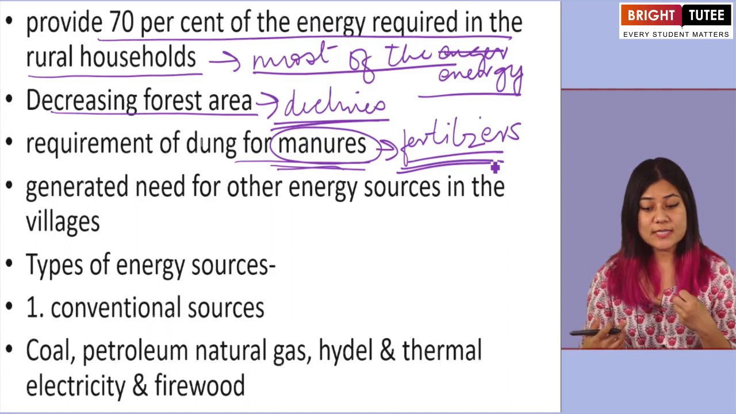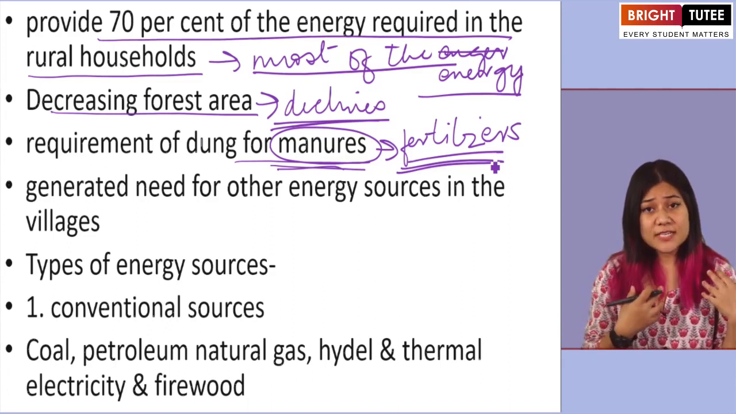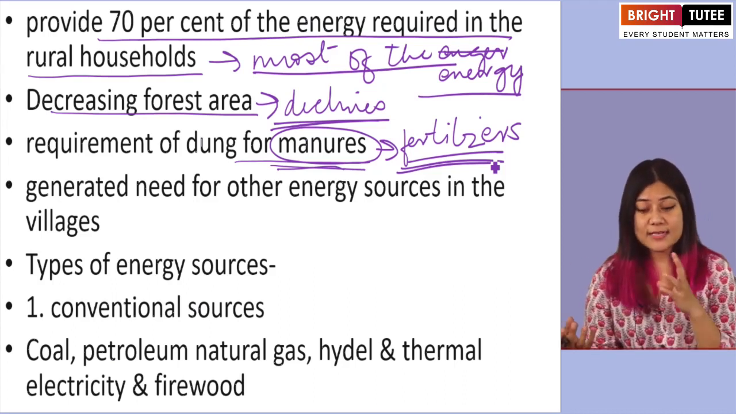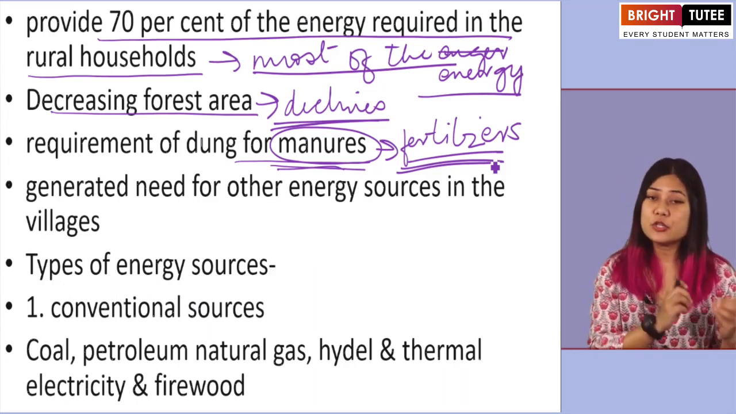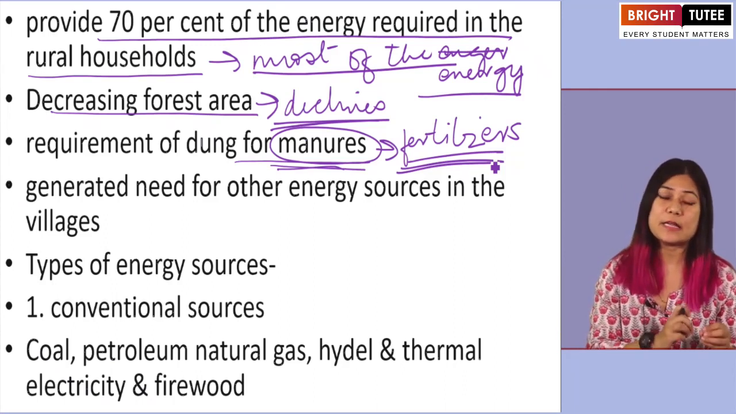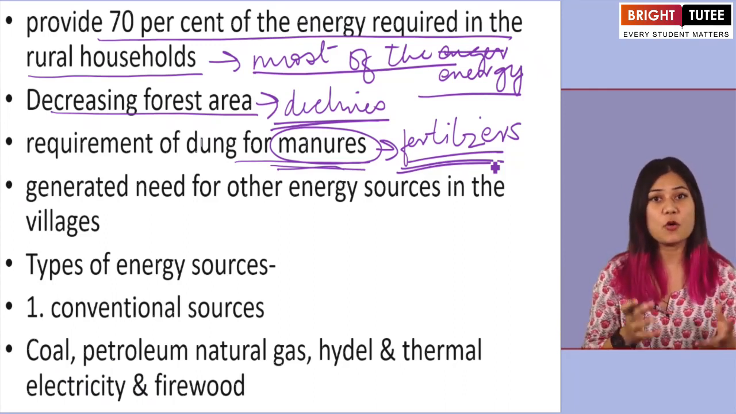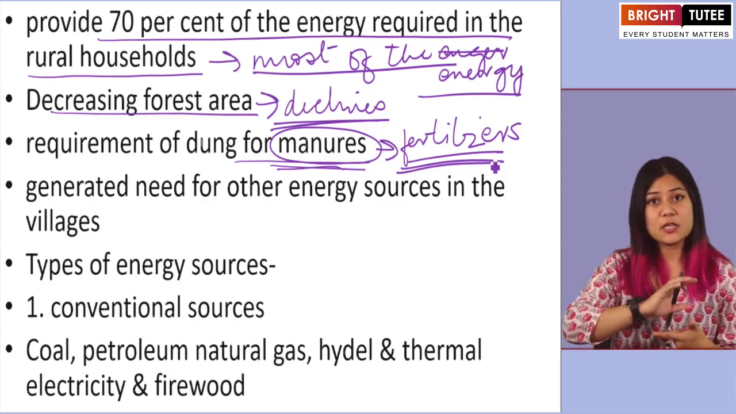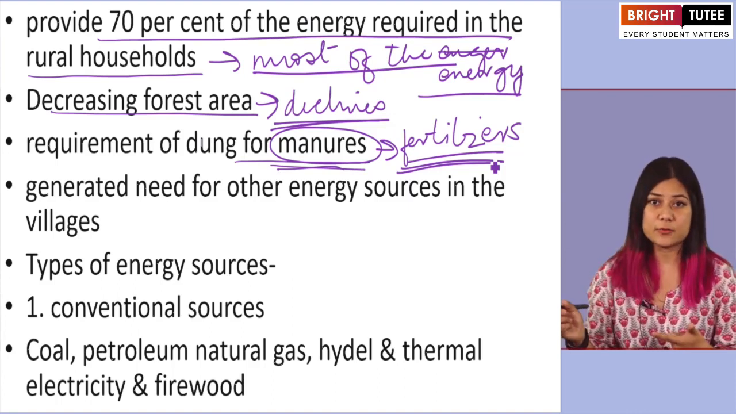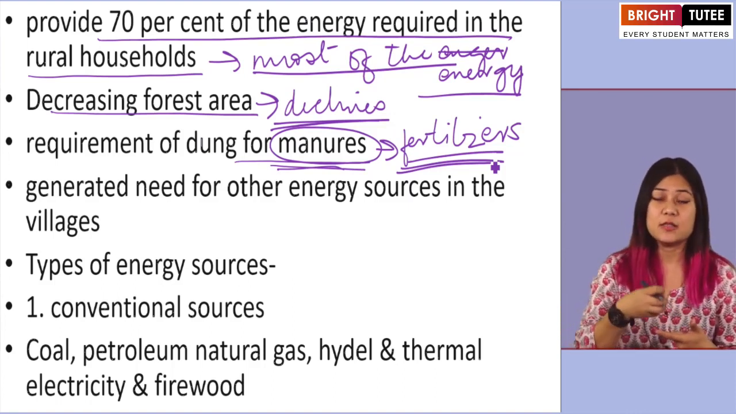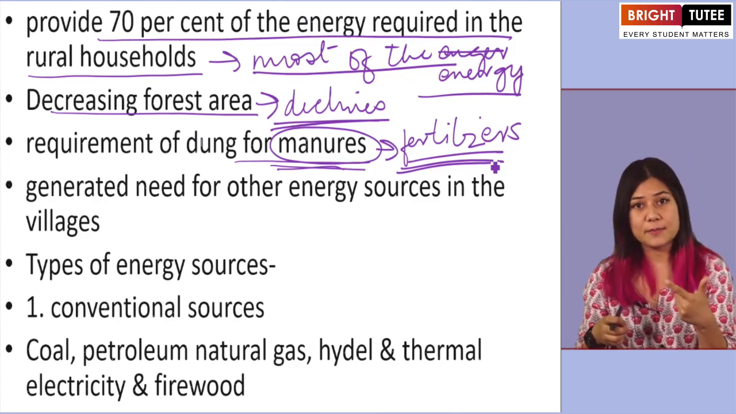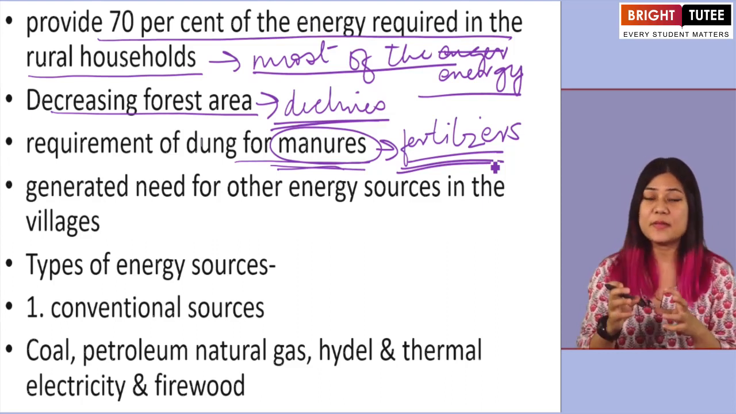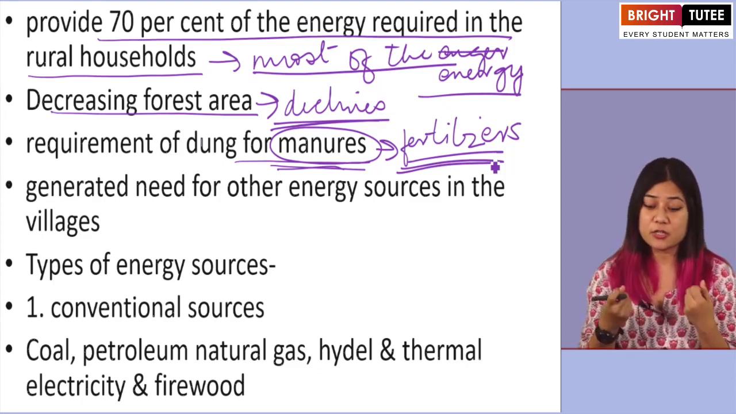All right, so what is happening? The decreasing forest areas and the use of cow dung as manure also affect the use or requirement of firewood and cow dung cakes by people in rural areas as sources of energy, because they are used for other purposes as well. There are factors affecting the use of these two basic, fundamental sources of energy in the rural areas.